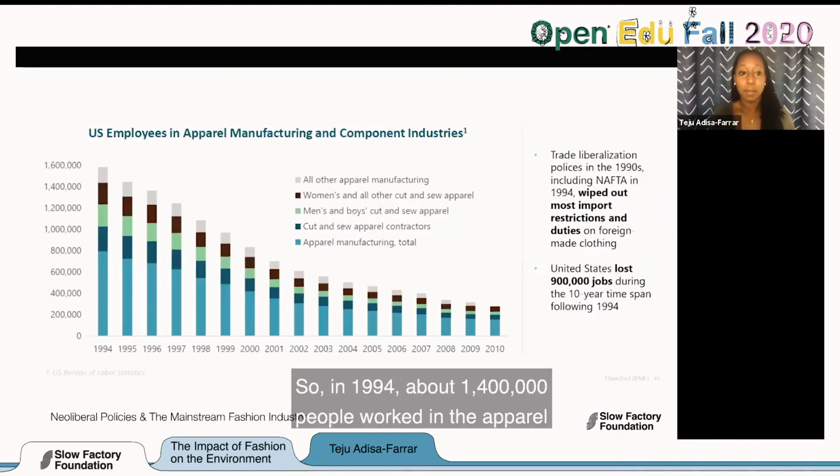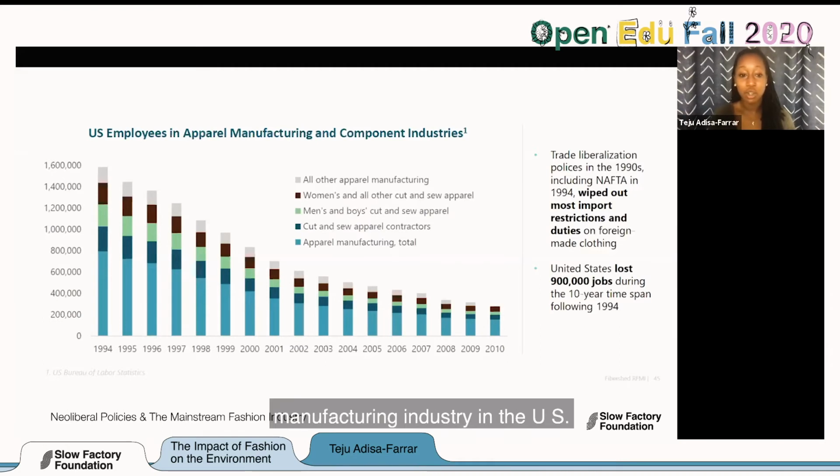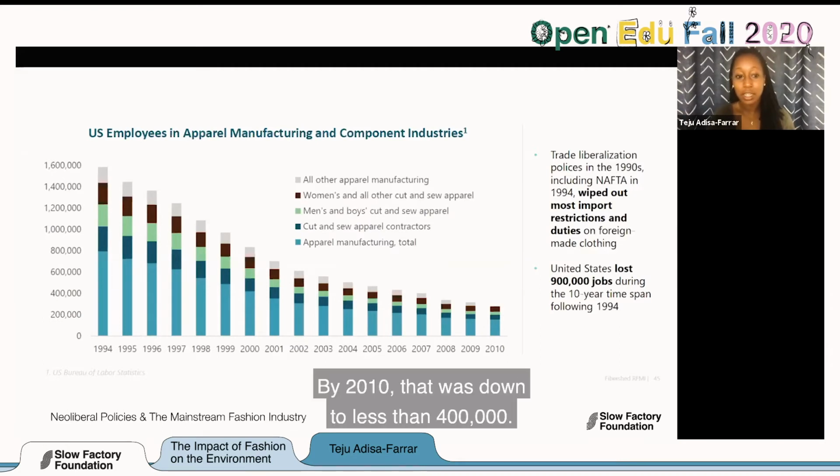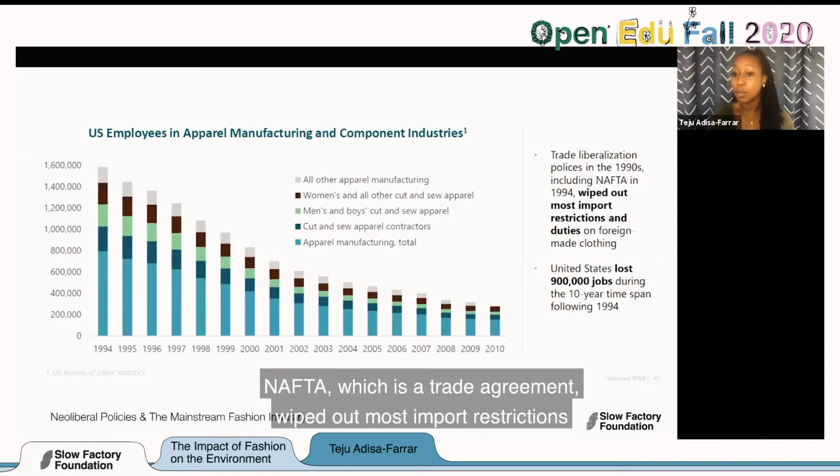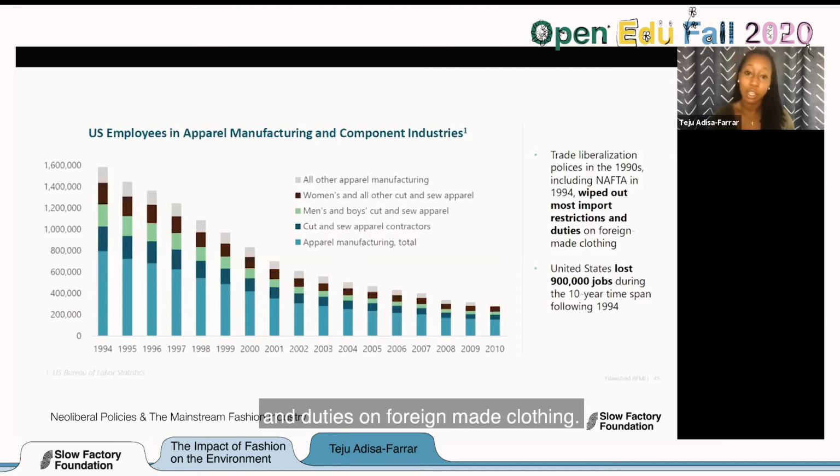So in 1994, about 1,400,000 people worked in the apparel manufacturing industry in the US. By 2010, that was down to less than 400,000. So trade liberalization, which increased in the 1990s, including NAFTA, which is a trade agreement, wiped out most import restrictions and duties on foreign-made clothing.